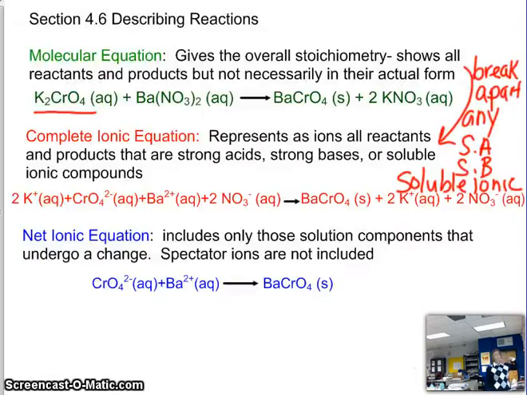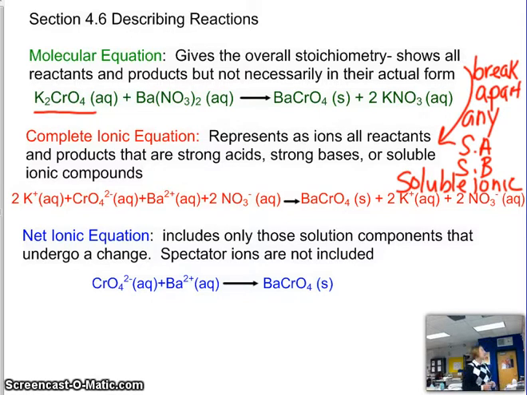So that's your complete ionic equation. It has all the ions in it. Your net ionic equation removes any spectator ions. Spectator ions are ions that are unchanged in the course of a reaction. They look the same before the arrow as they do after the arrow. They do not participate in the reaction at all. They only watch. They are spectators. Just like a spectator at a soccer game or a spectator at a football game. They do not participate, they only watch.